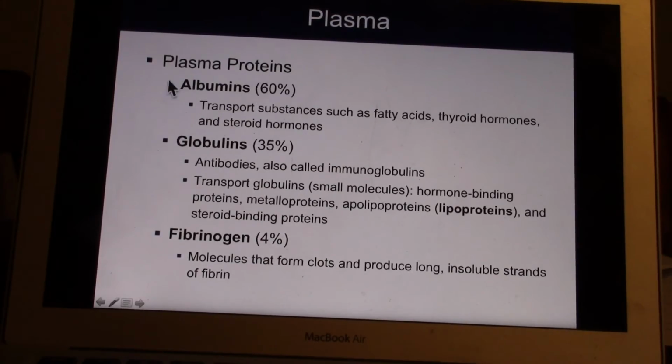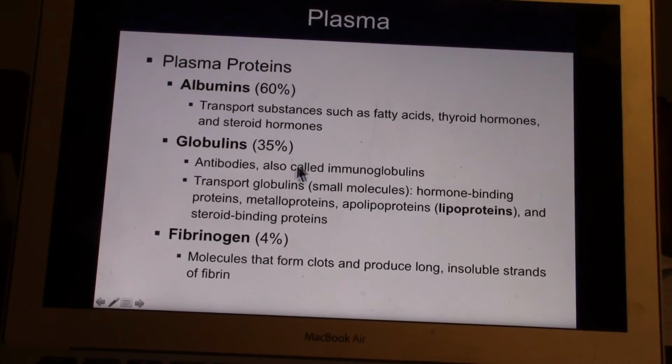So the albumins are about 60%. A lot of you have had egg whites before. That's basically albumin. These are proteins, and they involve fatty acids. They transport fatty acids. So the transport proteins in many ways are albumins.